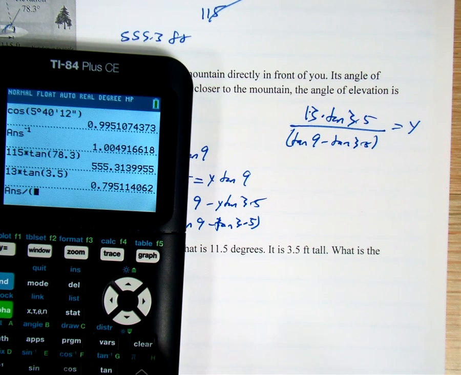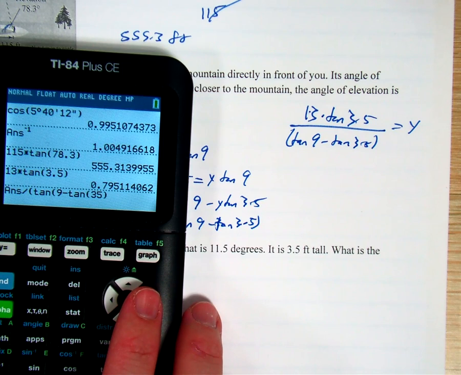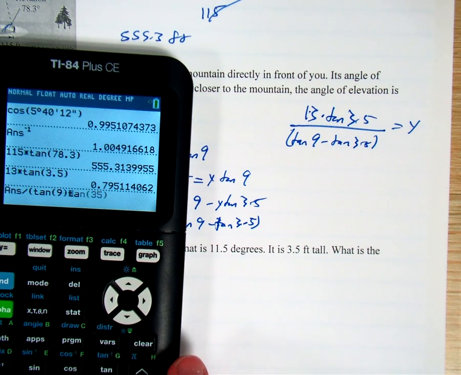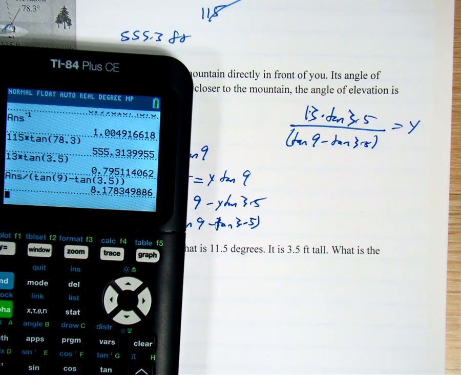And then divide that by parentheses. Nope, close them. Wow, look at all those mistakes. Close your parentheses, minus tan 3.5. Close that parenthesis, close the main one. Yep, I think that's it. 8.18.